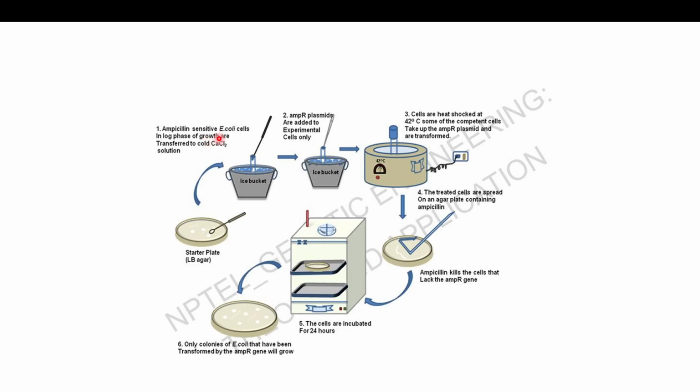Now, ampicillin sensitive E. coli cells in log phase of growth are transferred to cold calcium chloride solution. Then, ampicillin resistant plasmids are added to experimental cells only. Basically, these are the competent cells. Okay, this is what is being talked about, competent cells, and these competent cells do not harbor any kind of plasmid that is giving them antibiotic resistance.